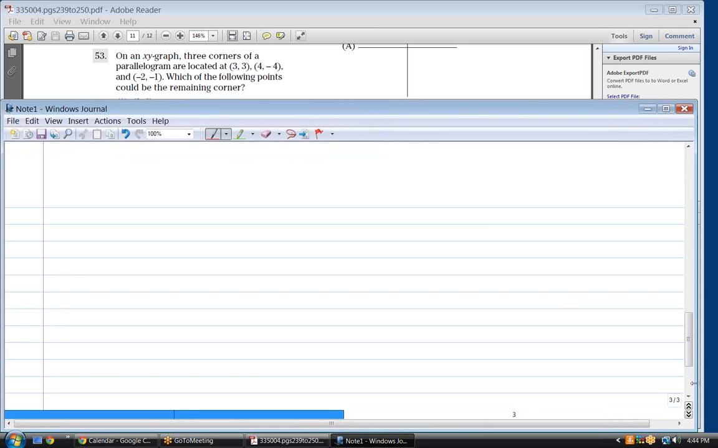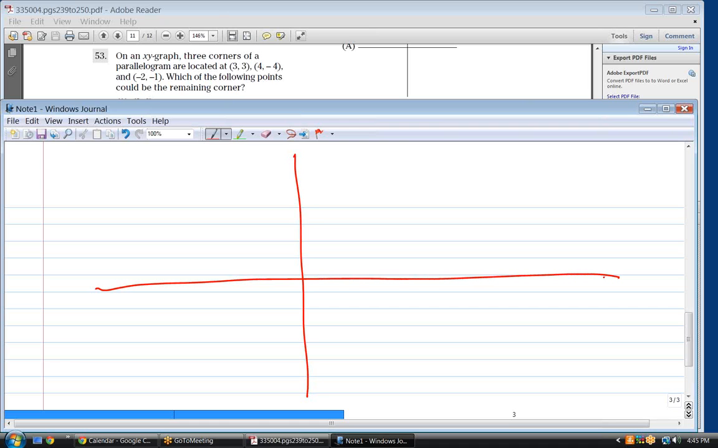On an XY graph, 3 corners of a parallelogram are located there. Which of the following points could be the remaining corner? Well, should we draw it at all? If your life depended on it, you'd draw it, right? Yeah, because you know you're getting it right. Whether we should draw it or not, I'm going to let you answer, because it takes quite a bit of time. It takes time, yeah. So you may only have to do... No, we're going to have to do all the points.